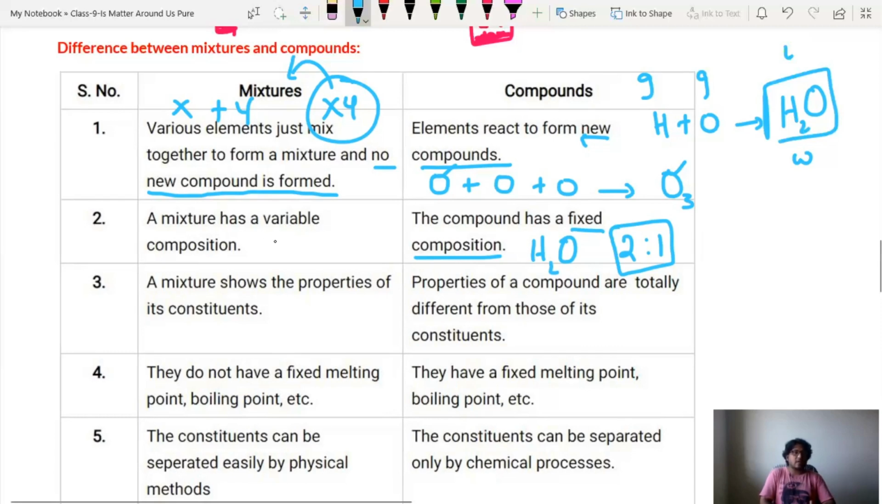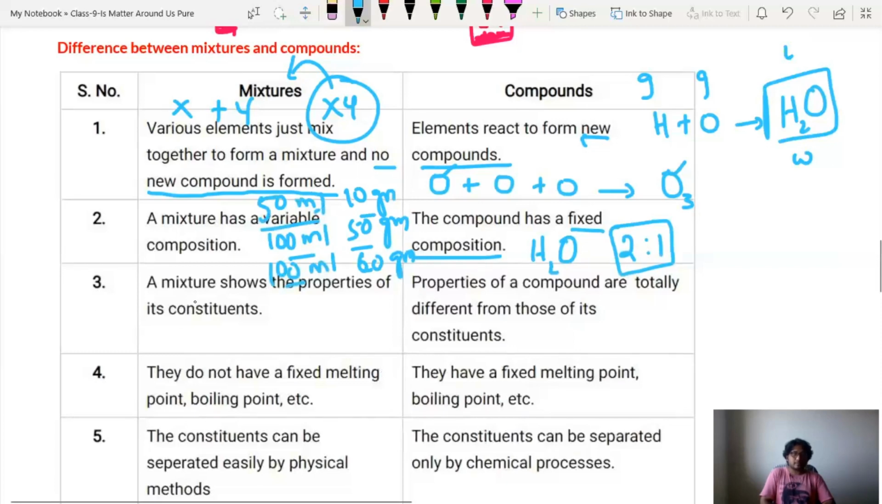If you want sugar solution, you can take 100 ml of water and you can add 50 grams of sugar. Someone can add 100 ml of water and 60 grams of sugar. Some may add 50 ml of water, 10 grams of sugar. That proportion is not defined.